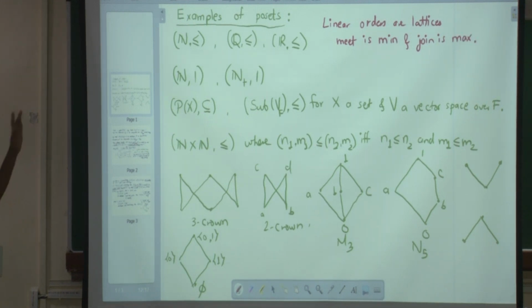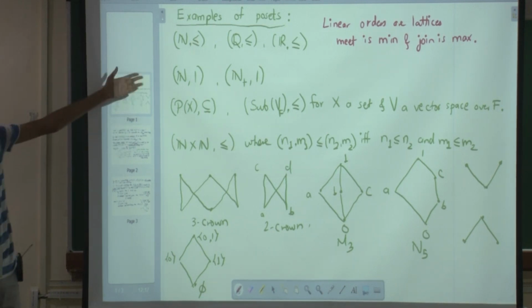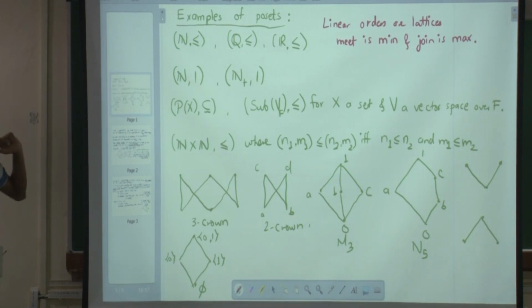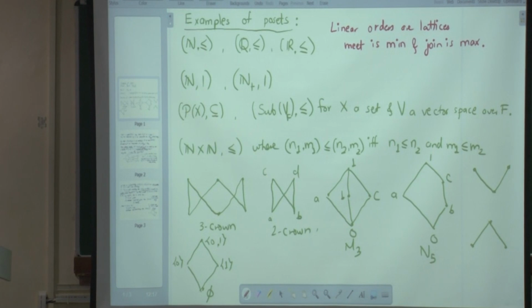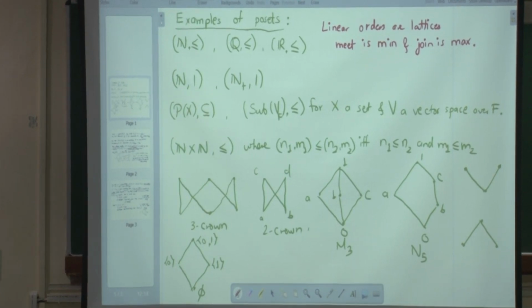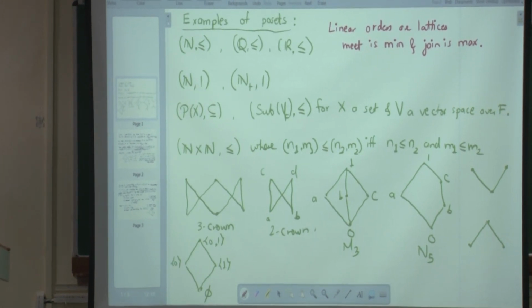So we have plenty of examples of lattices. So I mean rationals, reals, they are all linear orders. So in particular they are lattices. Every ordinal is a lattice. Then integers are a lattice.